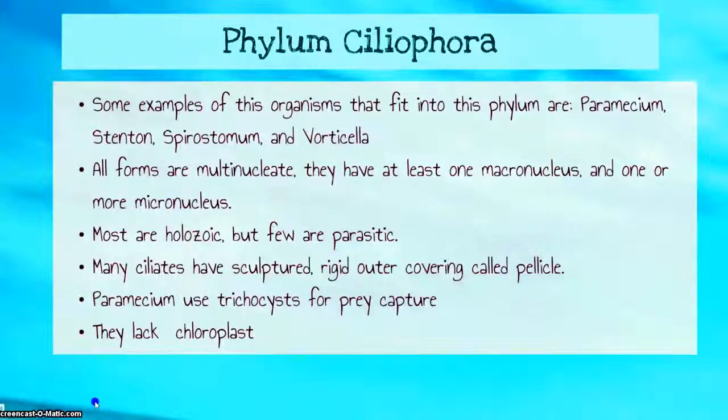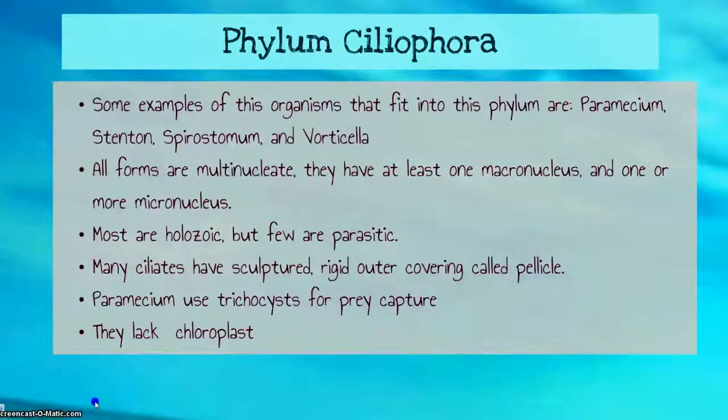And then Paramecium, which is an example of Ciliophora, they use trichocysts for prey capture. So it's like a weapon against anything that harms them or to capture their prey. And they don't have any chloroplasts. That sets them apart from plant-like protists because they can't perform photosynthesis, making them obviously heterotrophic.